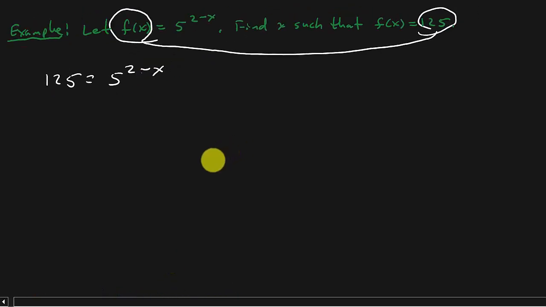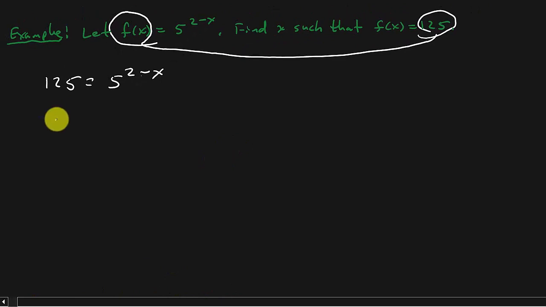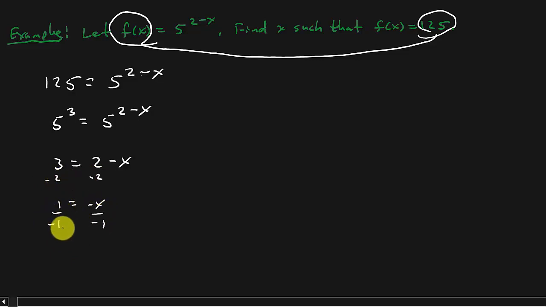So 125, that is what? That's 5 cubed equals 5 to the 2 minus x. So now we can set the exponents equal to each other and solve. So subtract 2, see, if I subtract 2 from both sides, I get 1 equals negative x, divided by negative 1, and that's going to give me x is equal to negative 1. All right.